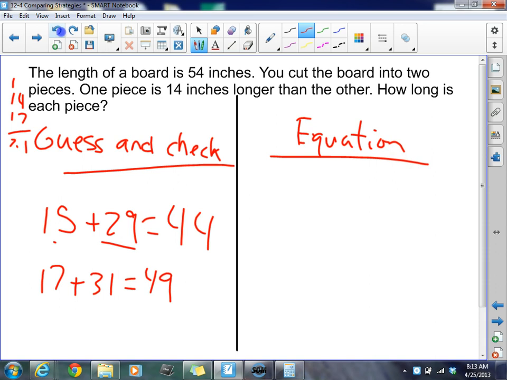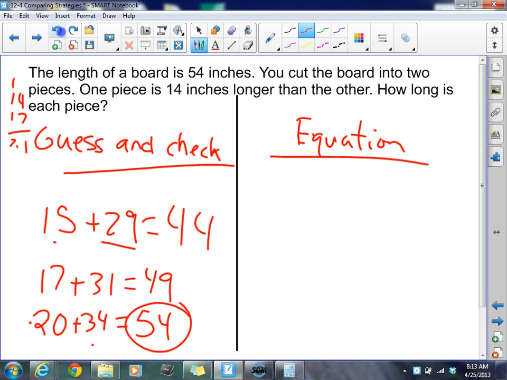So how about we do this? Why don't we do 20? With 20, what's 20 plus 14? That's going to be 34. So let's go ahead and see. 20 plus 34 is going to be, oh, look at that, 54. So right there, I just simply used my guess and check method, and I found my answer. One board is 20 inches long, the other board is 34 inches long. Okay? So that's the first way to solve it.